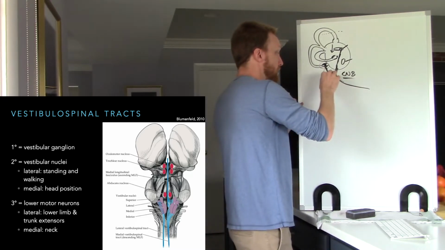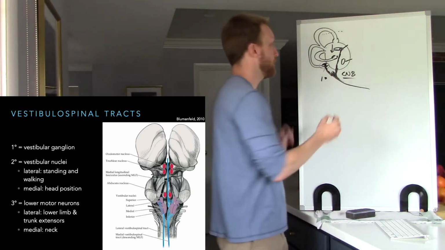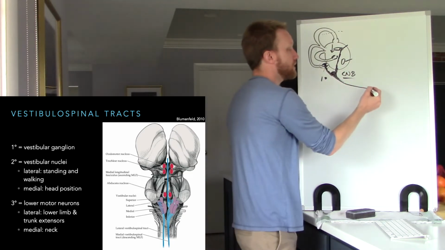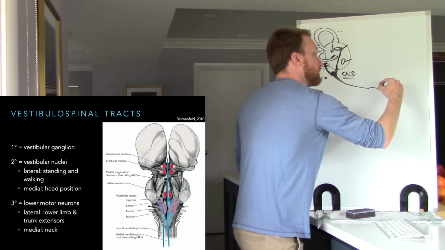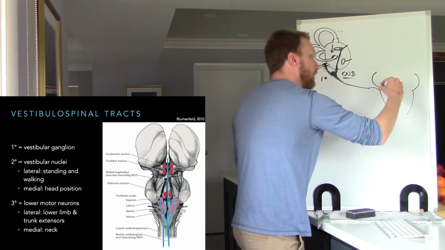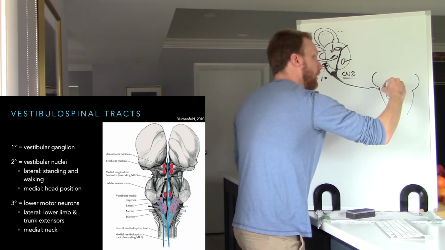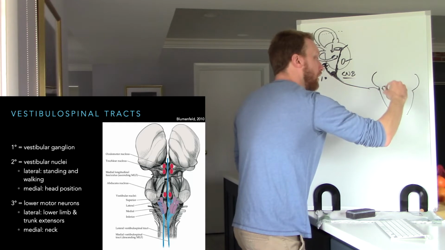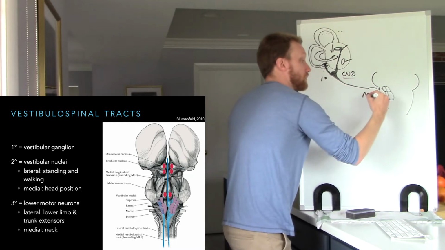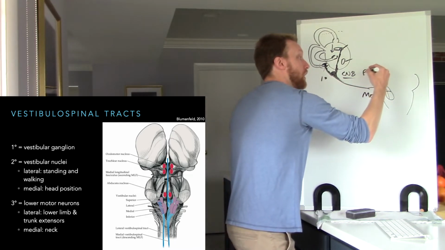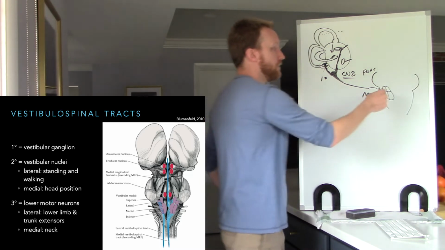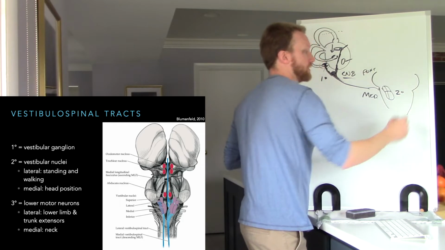So this would be our primary vestibular afferent. And they're going to live out there in the vestibular ganglia, very close to the inner ear. This projects into the ponto-medullary junction here. We're going to hit our vestibular nuclei down in the medulla. Here's our medulla, here's the pons. So here's our secondary vestibular afferents.